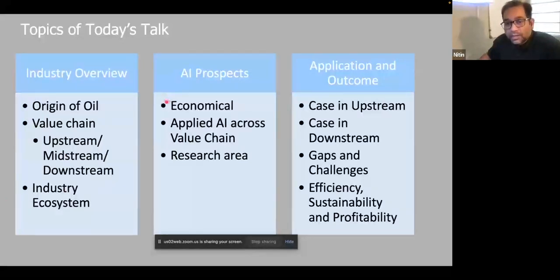What are the economic factors? How is AI being applied across the value chain? What are the new research areas which are challenging for us? If possible, we'll discuss some cases in downstream, some gaps and challenges, and the parameters to understand the outcome in terms of efficiency, sustainability, and profitability. Correct?